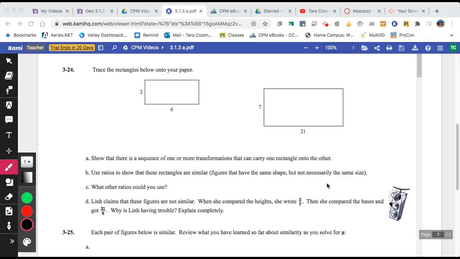Now, letter A says, show that there is a sequence of one or more transformations that can carry one rectangle onto the other. So if you think back to chapter 1, the transformations that you learned were reflection, rotation, translation, and now you also have a dilation. So in your notebook, write down the sequence of one or more transformations that can take this small rectangle and make it line up with the big rectangle.